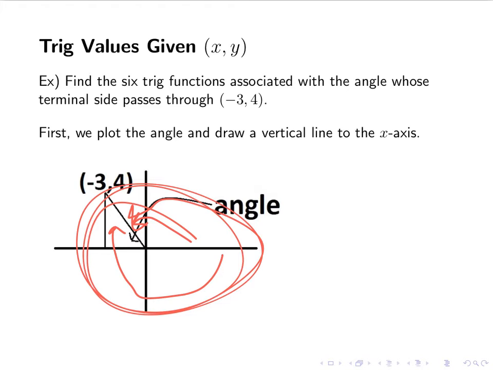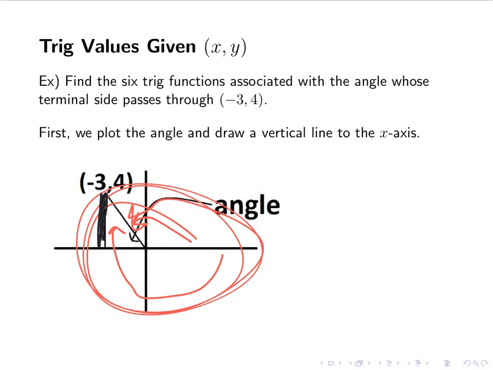Okay, so what we do then is after we've drawn the terminal side of our angle, we're then going to draw a vertical line to the x-axis. So since our point is in quadrant 2, we're going to draw the line down, and I have it in black, so I'll outline it again, down to the x-axis. If my angle was in quadrant, say 3 or 4, then I draw my line up to the axis. But it's always a vertical line, and it's always to the x-axis.